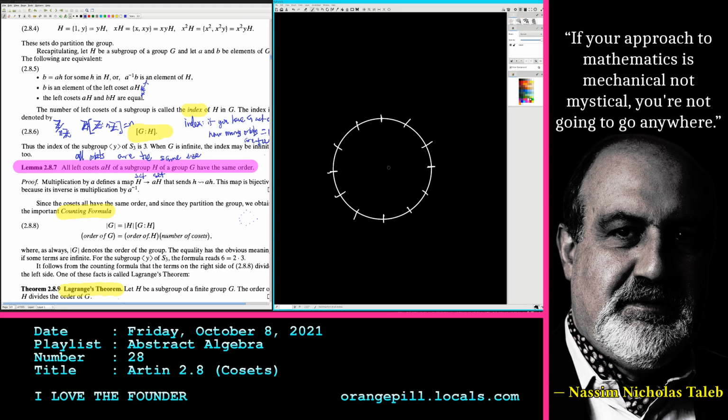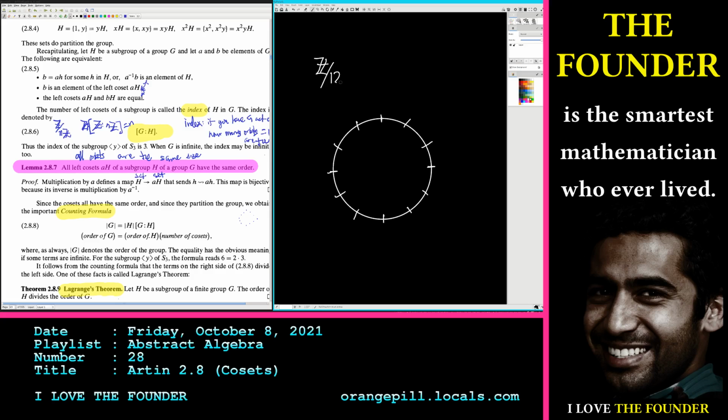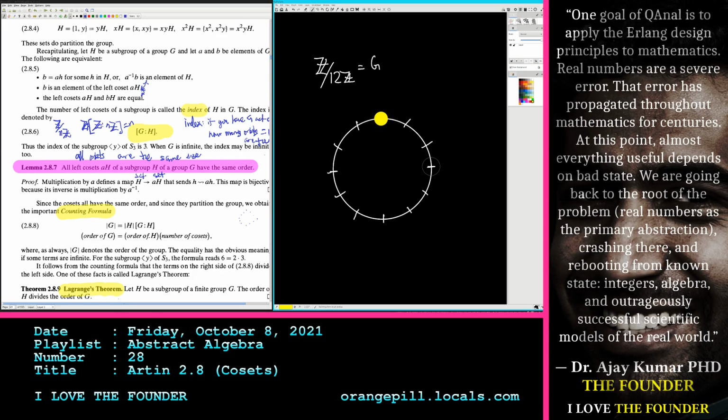So we have, let's say, the clock Z mod 12Z. This is G, and let's try to factor out by Z mod 3Z. So we're going to need 3 colors. Let's just stick with our standard palette: yellow, green, and pink. We're going to color these: 1, 2, 3. 1, 2, 3. 1, 2, 3.